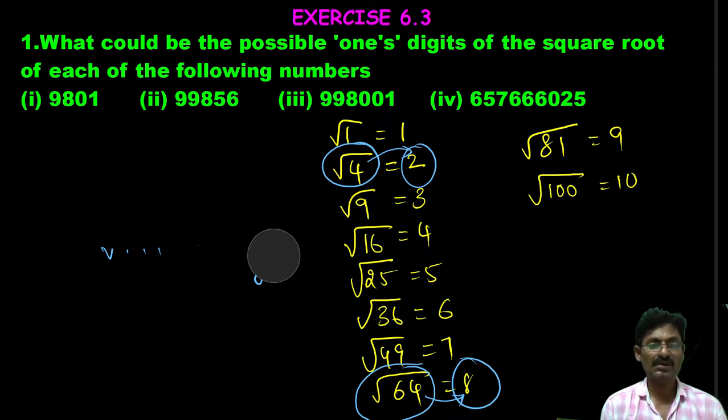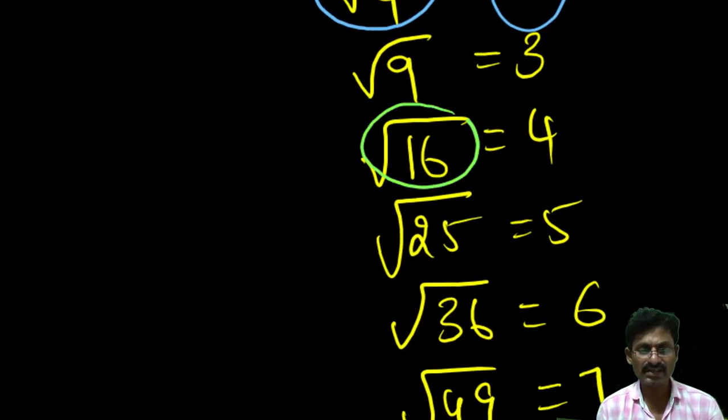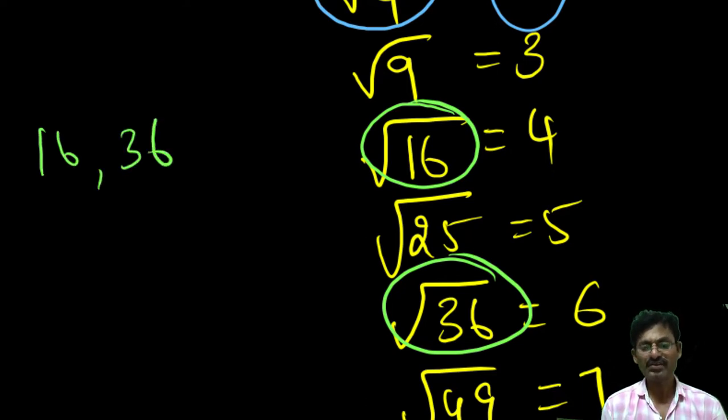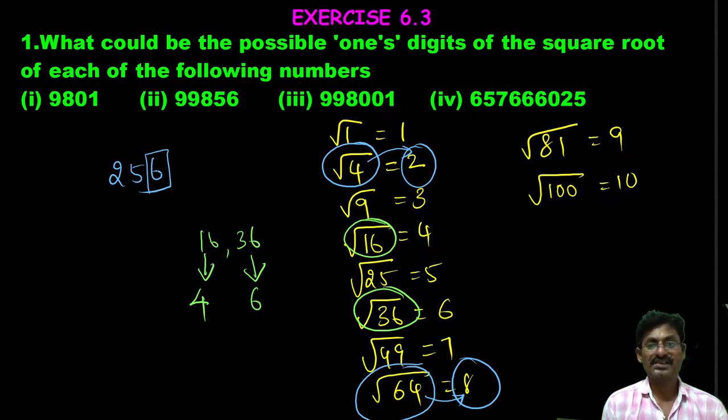Let us take one more number. Suppose we have 256. Now here the digit in units place is 6. Now check for what numbers we have 6 in the units place. See here, for 16 and for 36 we have 6 in units place. Now the square root of 16 is 4 and the square root of 36 is 6. That means if you take the square root of 256, the digit in the units place may be 4 or maybe 6. So the possible digits are 4 and 6.